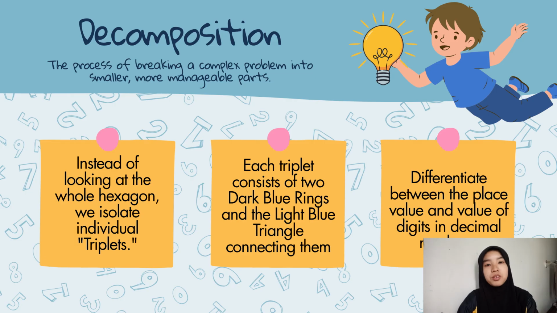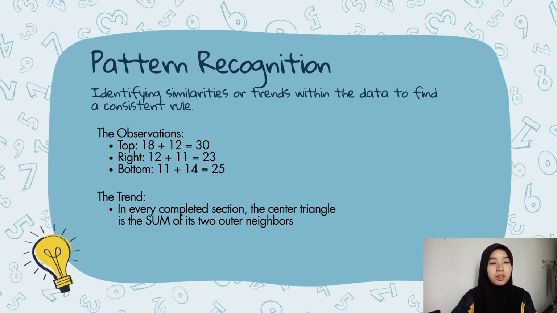The next component is pattern recognition. It is required for identifying similarities or trends within the data to find a consistent rule. From the last step, step 4 of the heuristic strategy, we found the rule induction between all of the connected numbers. We observe from the top that 18 plus 12 equals 30. On the right, 12 plus 11 equals 23. And at the bottom, 11 plus 14 equals 25. So the trend that we can see here is that in every completed section, the center triangle is the sum of its two outer neighbors.